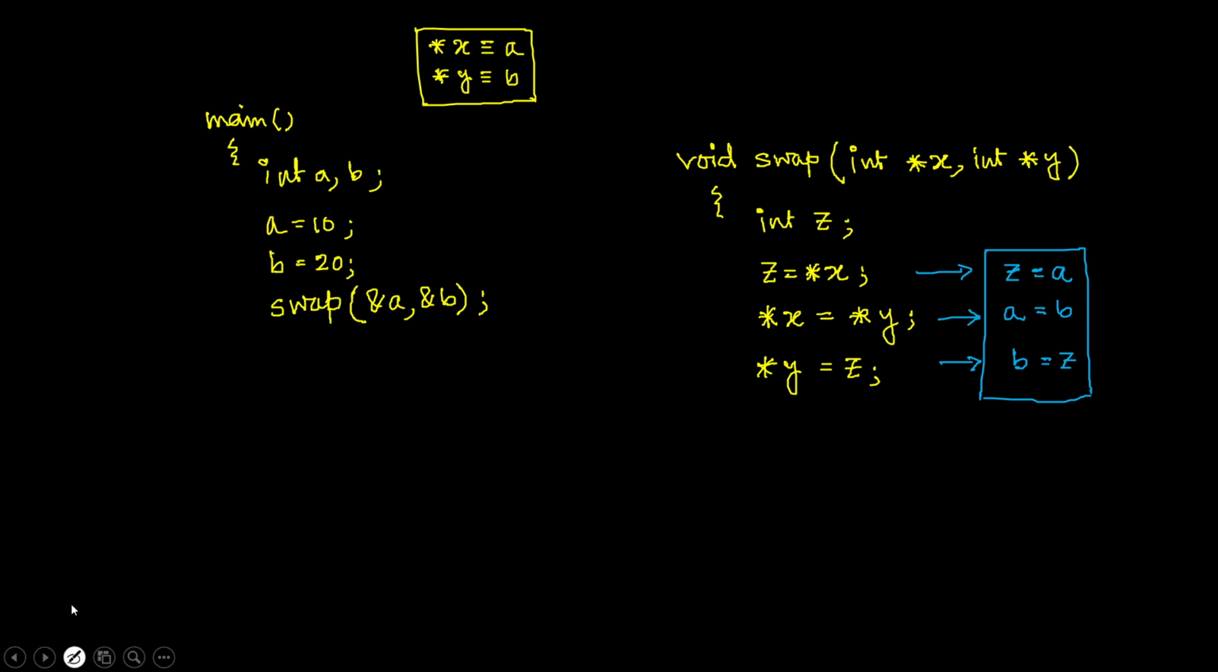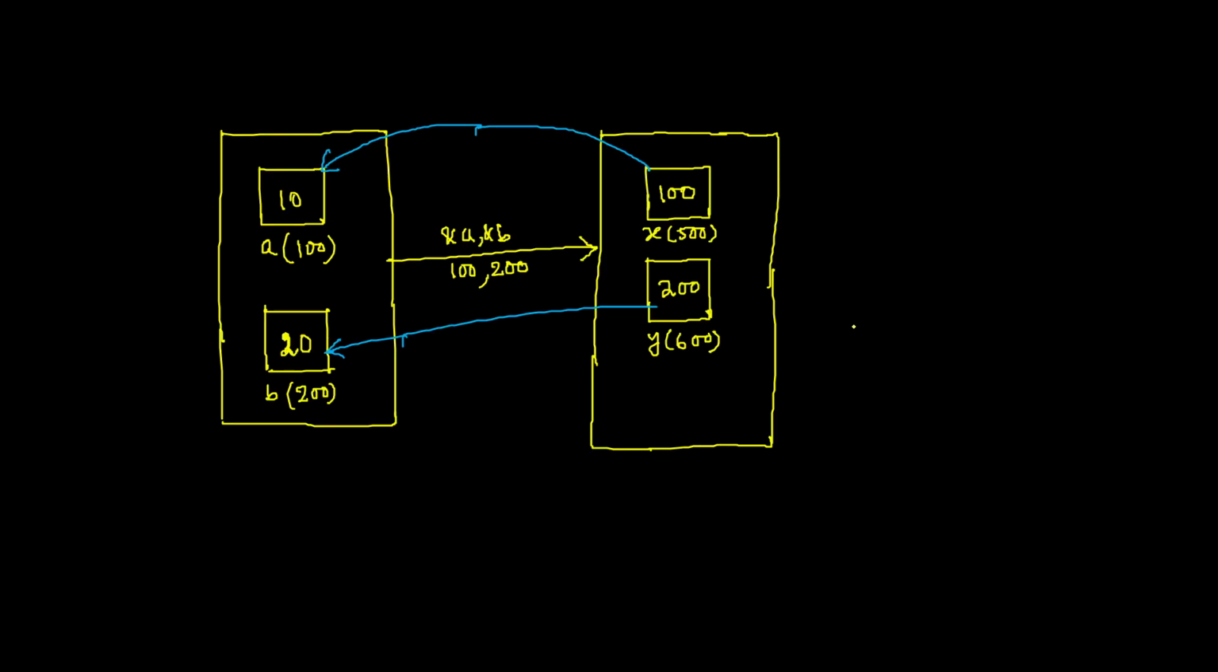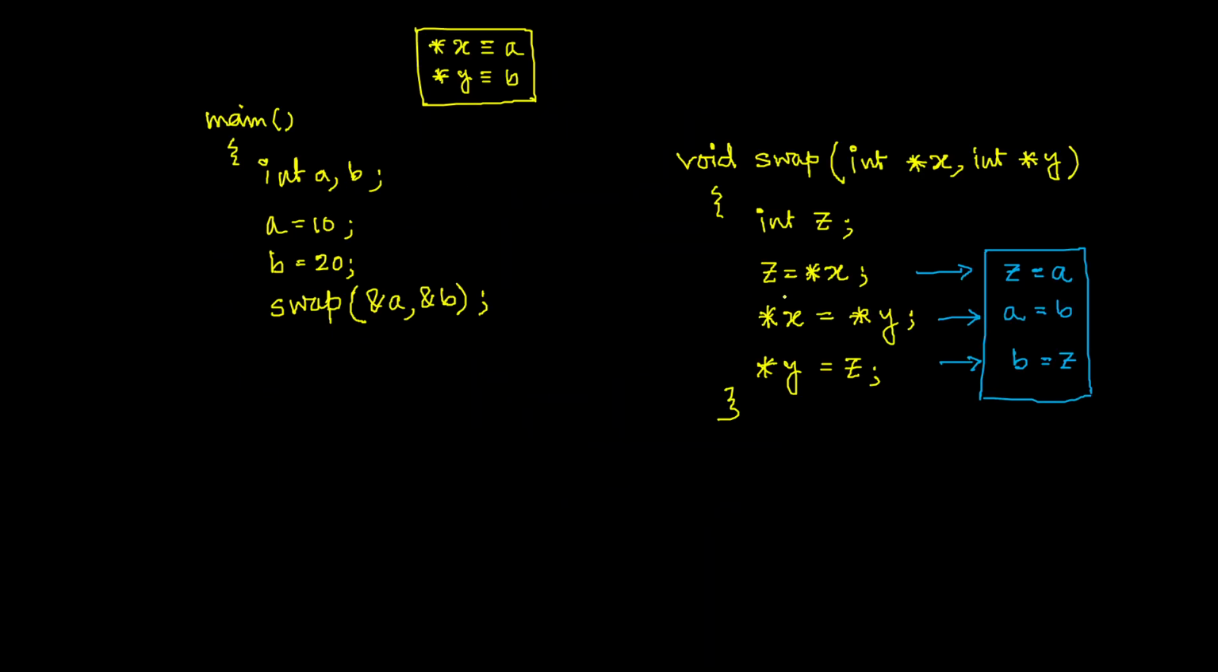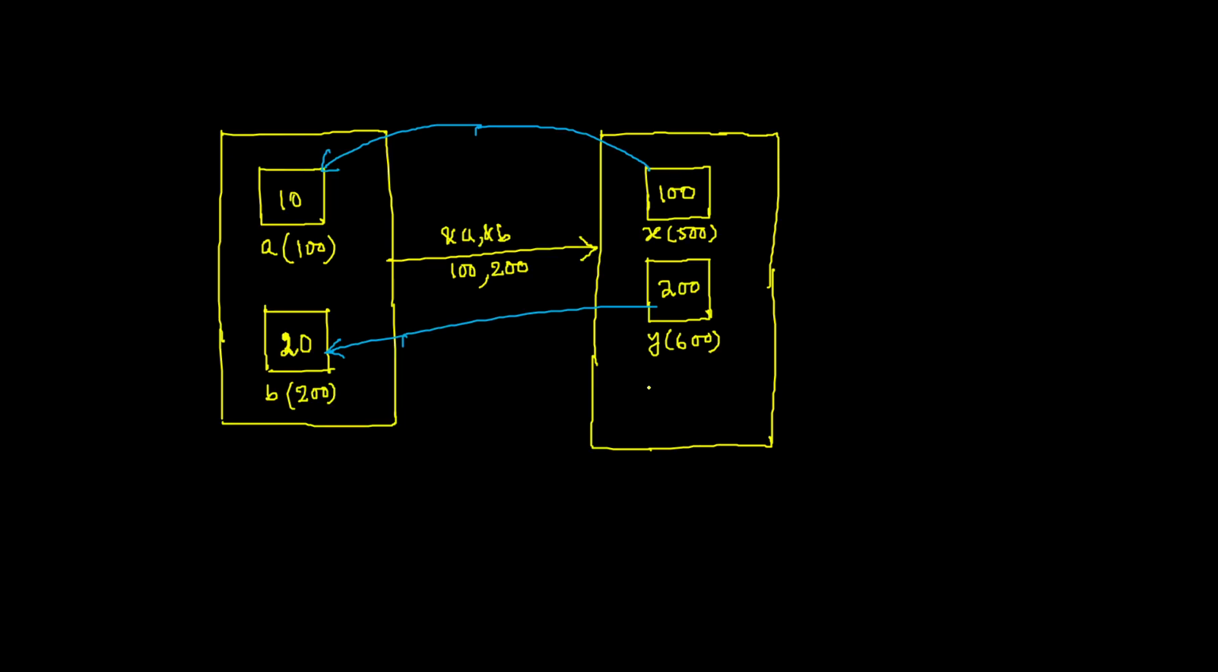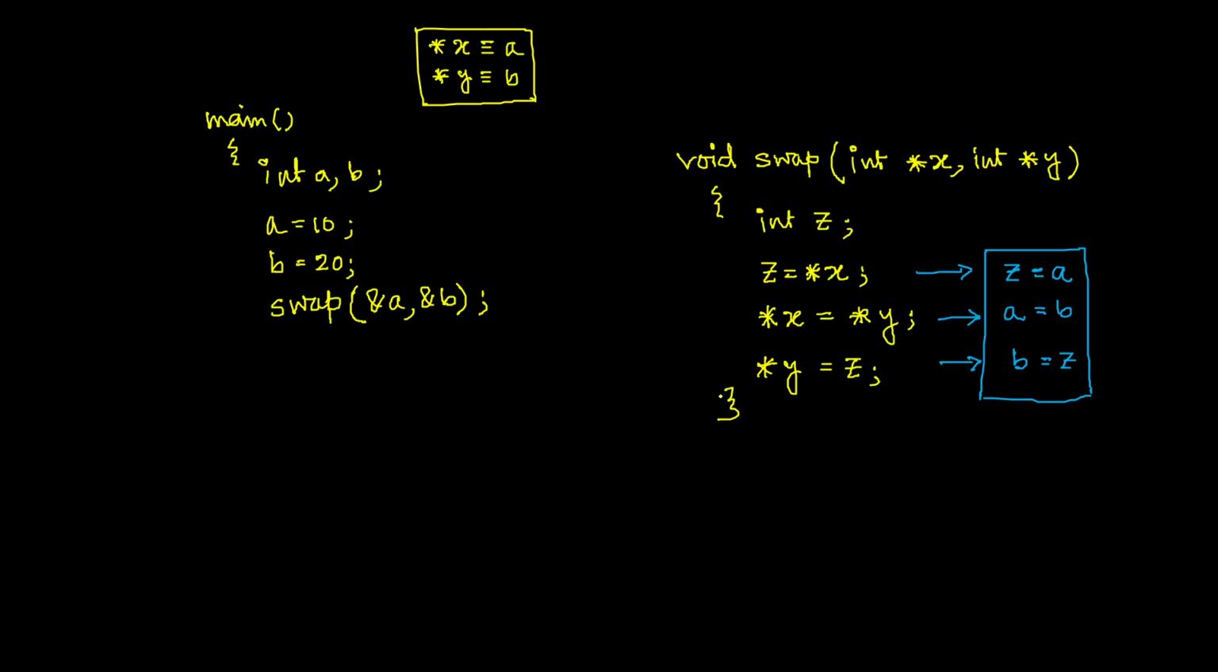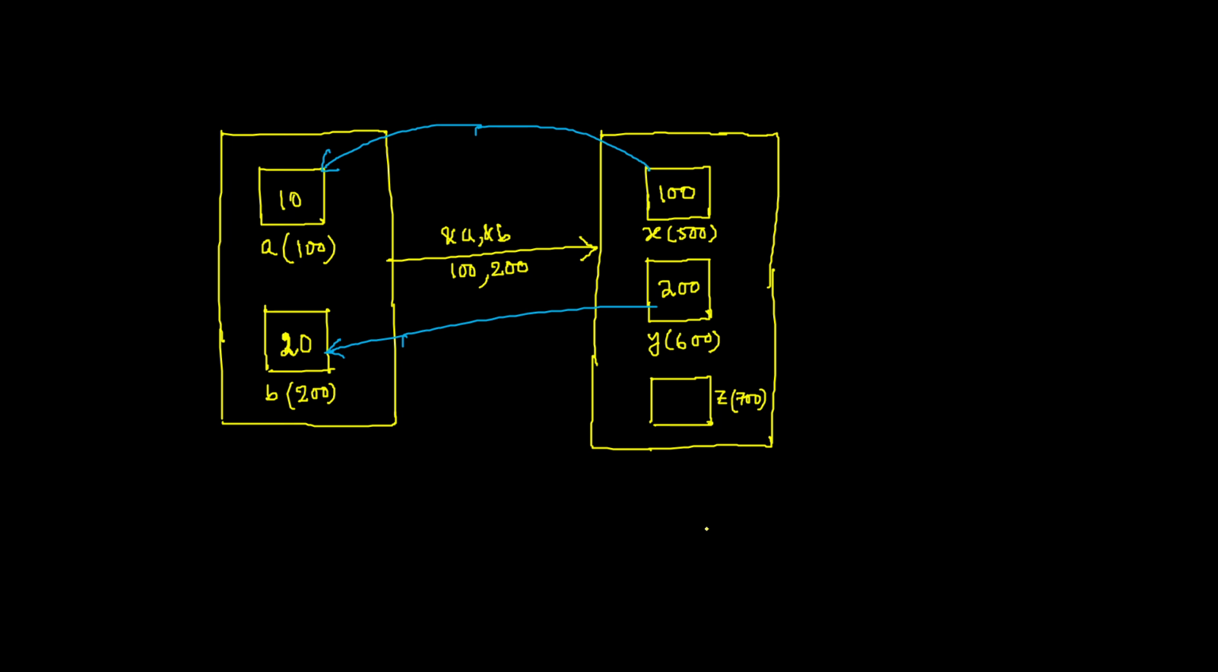Basically, although you are using x and y here, ultimately they are reflected directly on the variables a and b. Let's see one by one. z equal to pointer x. There will be another variable z here. Suppose this is z, whose address is 700, and z equal to pointer x. Pointer x means 10, so z will become equal to 10.